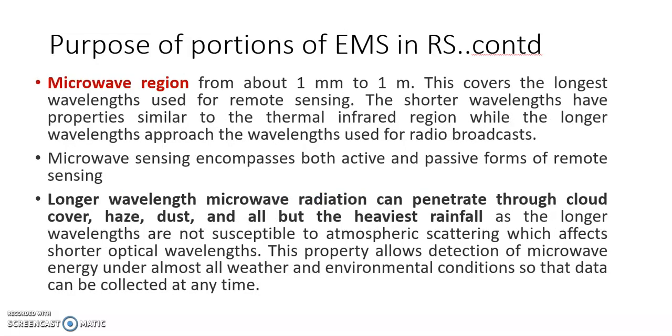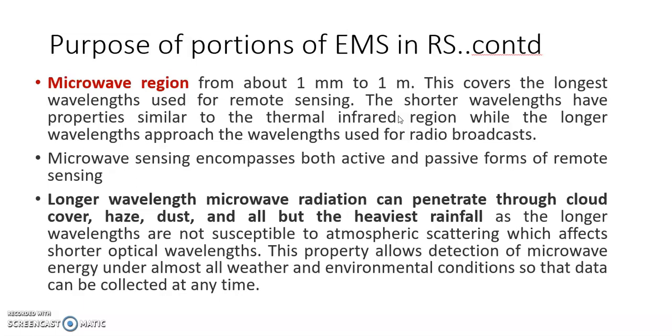And the next is the microwave region. Now the microwave region will have very large wavelengths. You can see they range between 1 mm to 1 meter. So this particular portion of the EMS will cover the longest wavelengths used in remote sensing, and it's actually the most useful portion of the electromagnetic spectrum. Now it's not within the scope of our syllabus, but if you try to study remote sensing in detail, okay, there is a huge scope for this particular area in civil engineering.